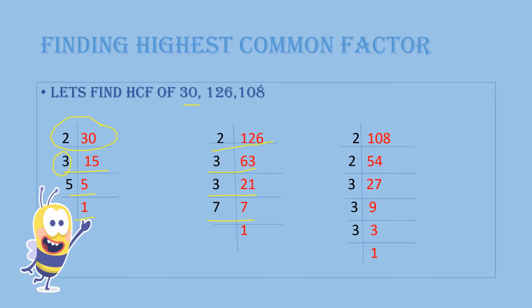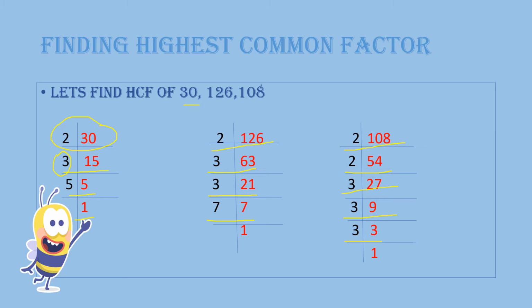108 can be divided by 2, which gives me 54. 54 is an even number and can be divided by 2, so I get 27. Now 27 cannot be divided by 2, so I have to divide it by 3, which gives me 9. And again, 9 can be divided by 3, so I get a 3, which is a prime number and only divisible by itself.